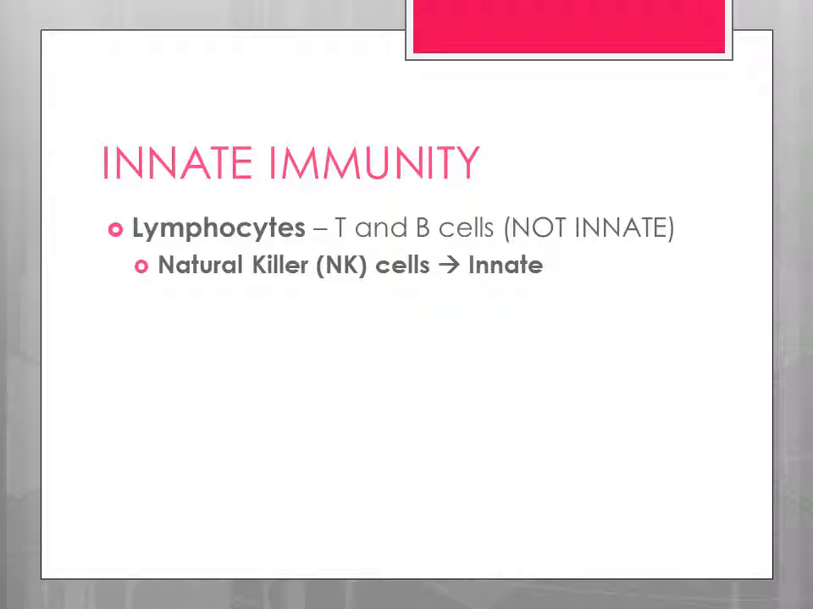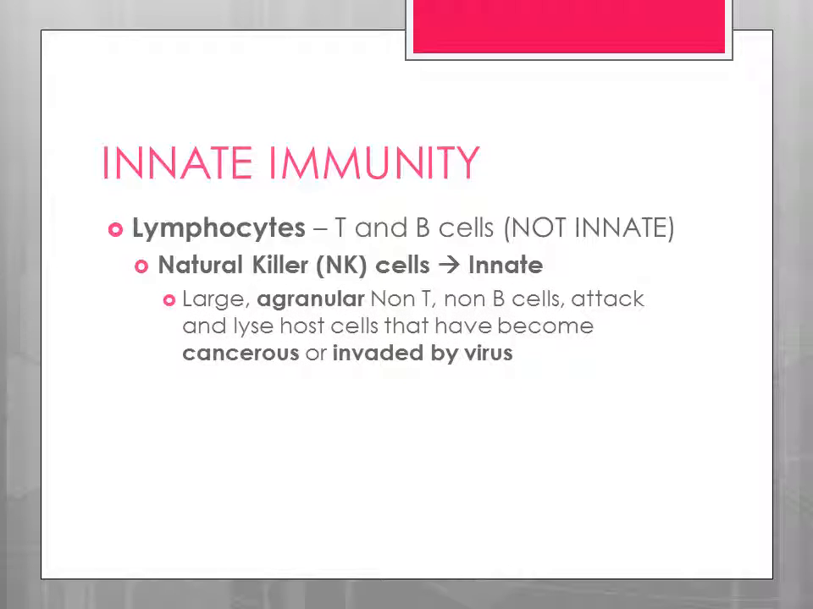So if there's ever a question that's asking you something about innate immunity and they're asking you which cells are involved, remember T cells and B cells are never going to be the answer, because it's natural killer cells that are part of innate immunity. T cells and B cells are actually a part of adaptive immunity. So if they're talking about natural killer cells, it's innate immunity, even though they're all lymphocytes. This can get a little bit tricky, so just make sure you have that concept in mind.